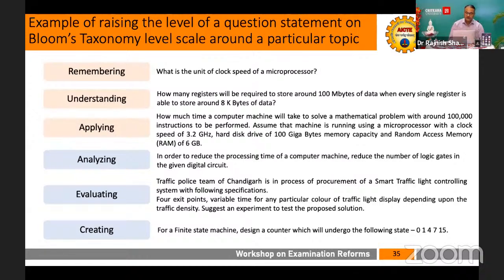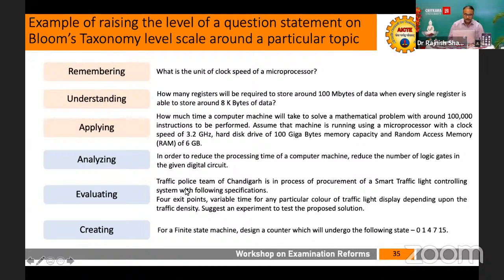The same thing has been asked here as well, that in order to reduce the processing time of a computer machine, we really want the machine to respond fast. We need to reduce the number of logic gates in the given circuit. So suggest a mechanism. One needs to analyze the complete scenario, how many logic gates have already been put in, which logic gates can be replaced, etc. Then this is the analyzing.